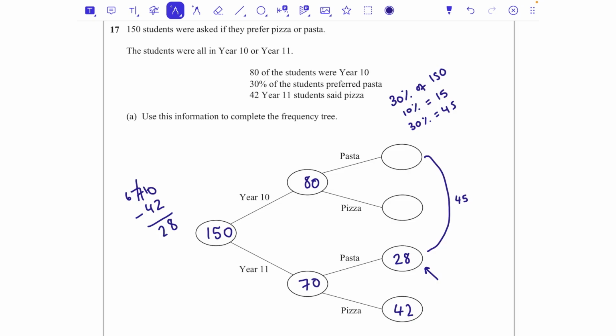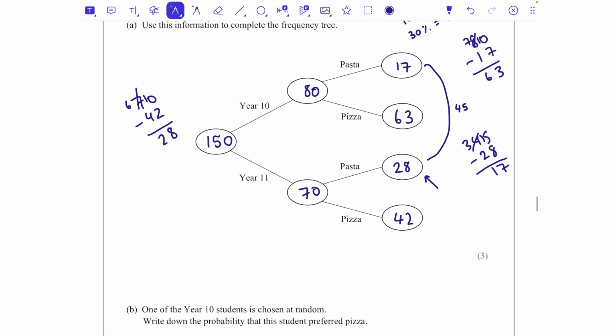And now I know that if I do 45 take away 28, I'll get the rest of the students who like pasta who would have been in year 10. So more on the floor, borrow from next door. 15 take 8 is 7 and 3 take 2 is 1. So 17 goes here. And then I've got 80 take away 17, which is going to give me the number of students in year 10 who said pizza, which is 63. There we go. And that all adds up to 150, so I would know I've done that correct.